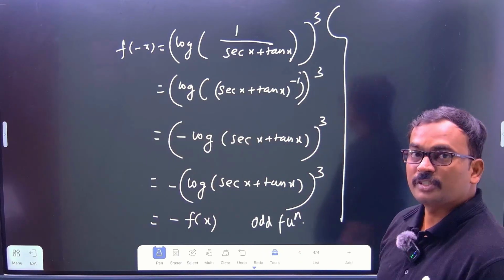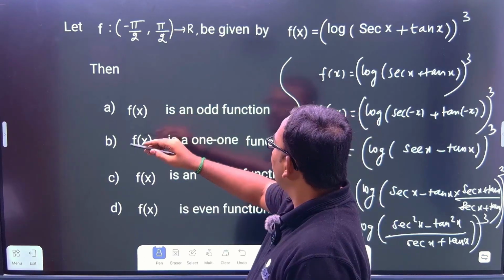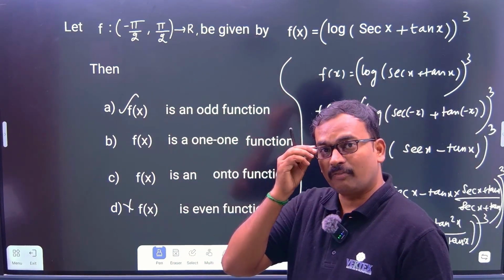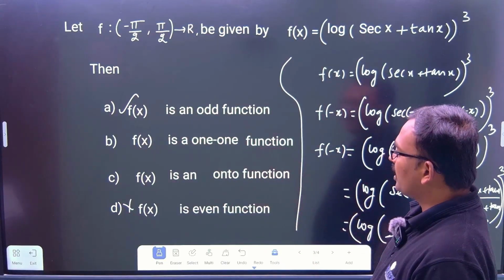Therefore, it's an odd function. So it's symmetrical about the origin. So therefore, the first option is correct and even function is wrong, because even function means f of minus x equals f of x, but that is not possible. Okay, let me check the second and third options.